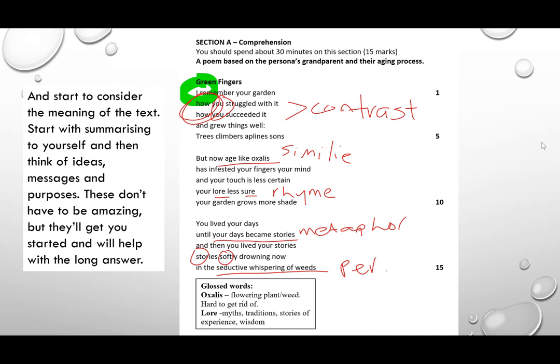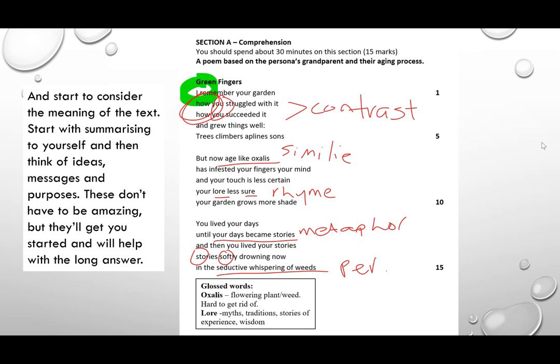Once you've done your first reading of the text and some simple annotations, because you've got time, it's worth considering the meaning of the text. So ask yourself, what's it about? What am I being asked to look at? What am I being asked to talk about? What can I see as a message? What can I see as maybe a theme coming through? Something that I'm meant to be learning about?